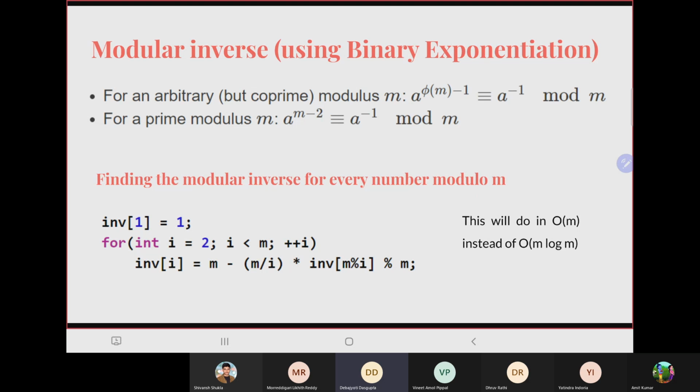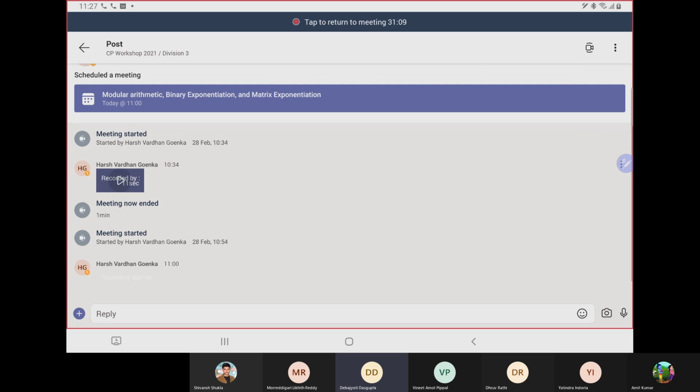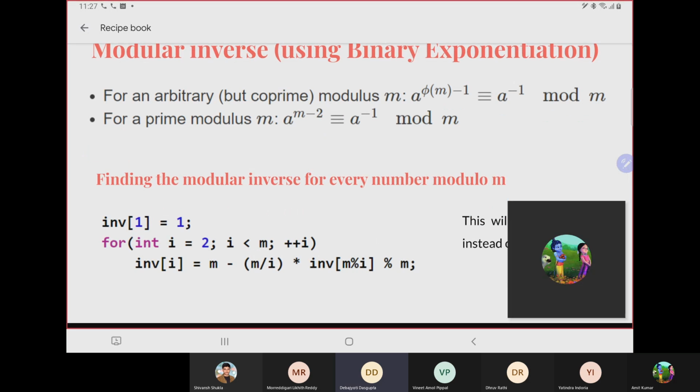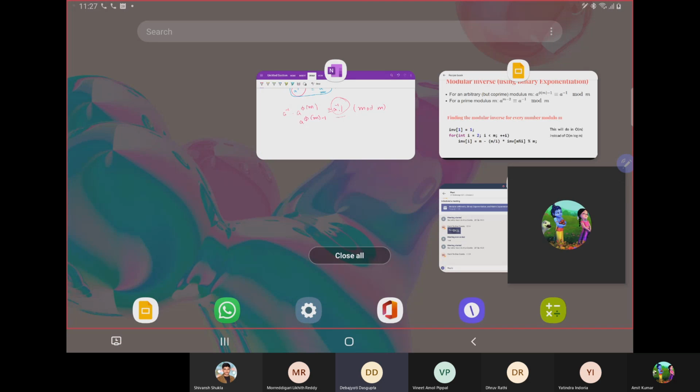So this is all, I guess, for the arithmetic modulo. We will be doing some questions at the end. So if you have any doubt, you can clear it now. Any doubts? Anyone? Okay, cool. So we will be moving on to binary exponentiation.